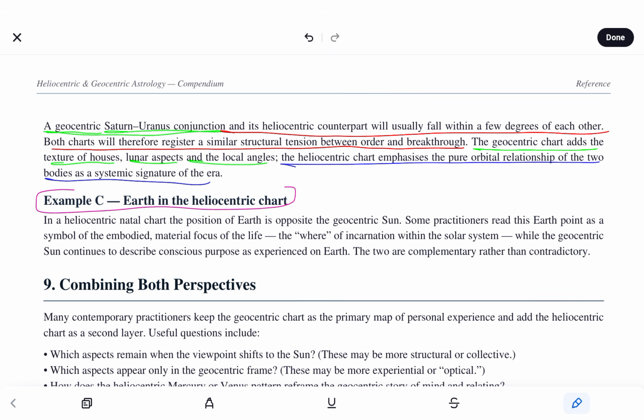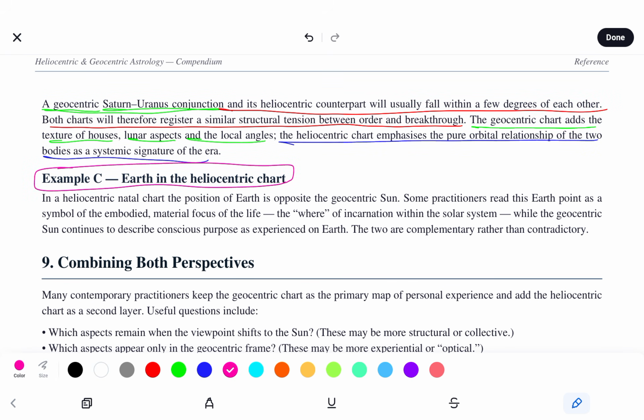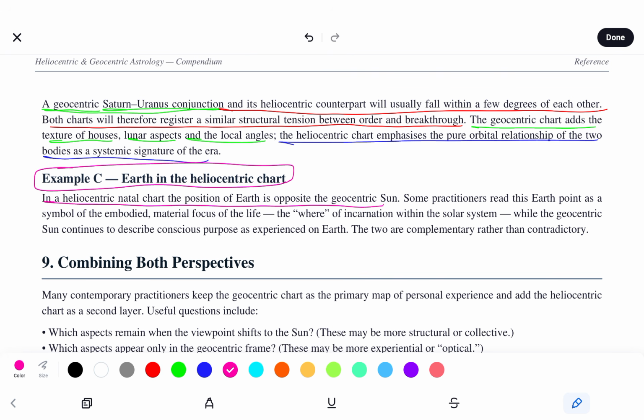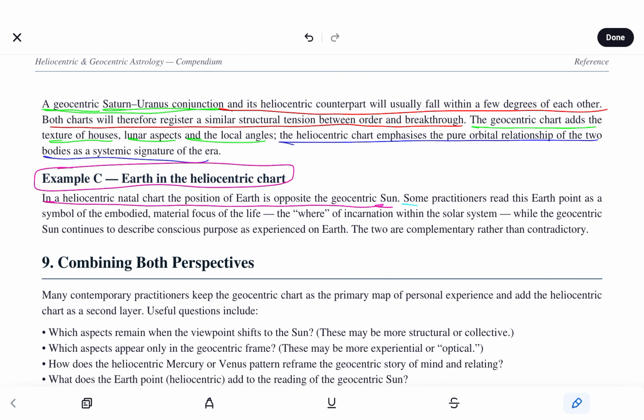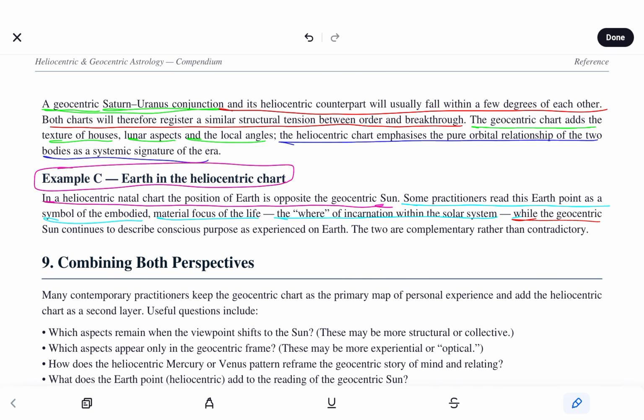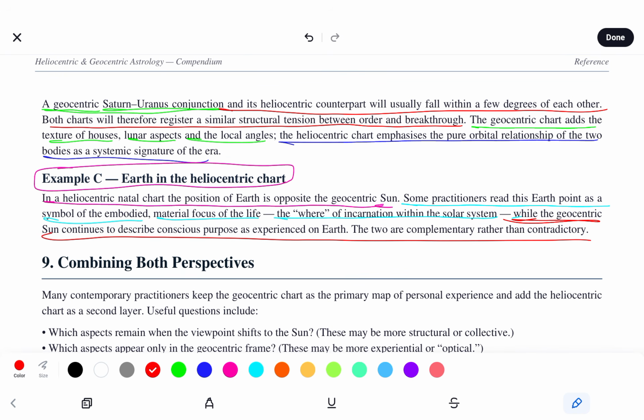An example C is Earth in the heliochart. In a helionatal chart, the position of Earth is opposite the geo sun. So some practitioners read this Earth point as a symbol of the embodied material focus of the life, the where of incarnation within the solar system, while the geo sun continues to describe conscious purpose as experienced on Earth. The two are complementary rather than contradictory.